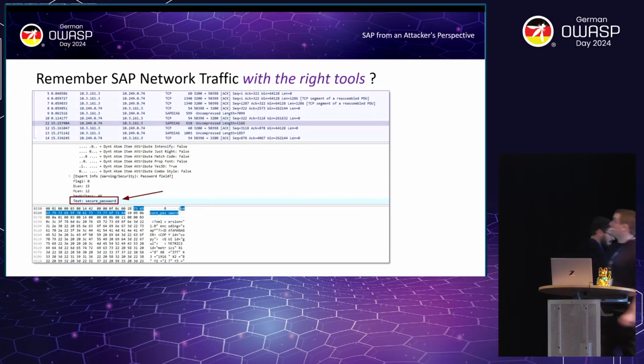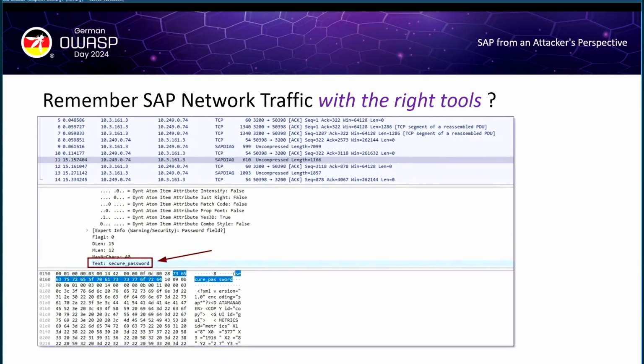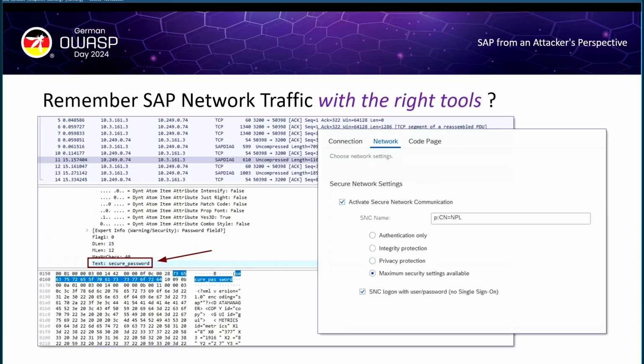Exactly. So we already saw this screenshot earlier, and as Tobias already said, in the best case, we still wouldn't be able to read the password here, because in the best case, user credentials should only be transmitted encrypted. However, the configuration of the encryption in SAP is a bit complex. We see here on the right side the different options you have in the SAP GUI, in the client, which you can choose. First, you have to actually activate secure network communication, so that you even have the possibility to encrypt your data on transfer.